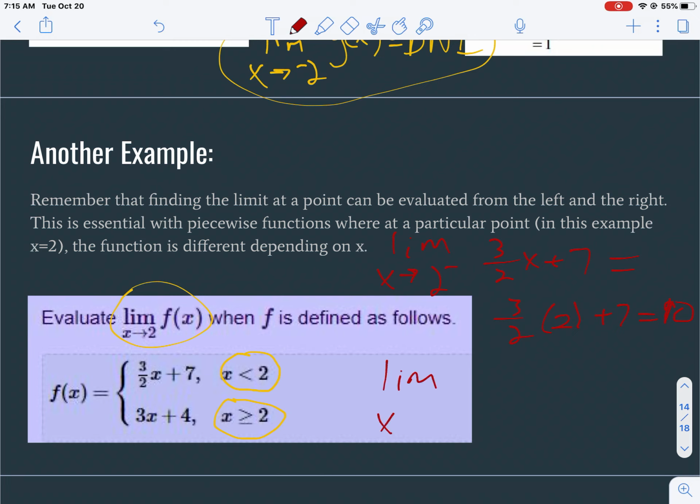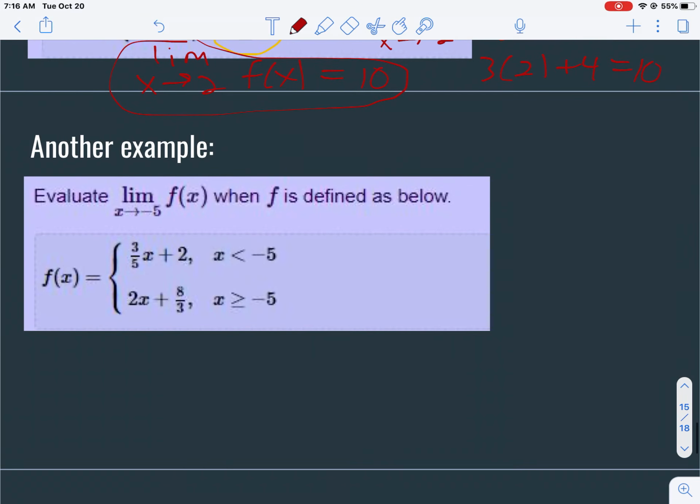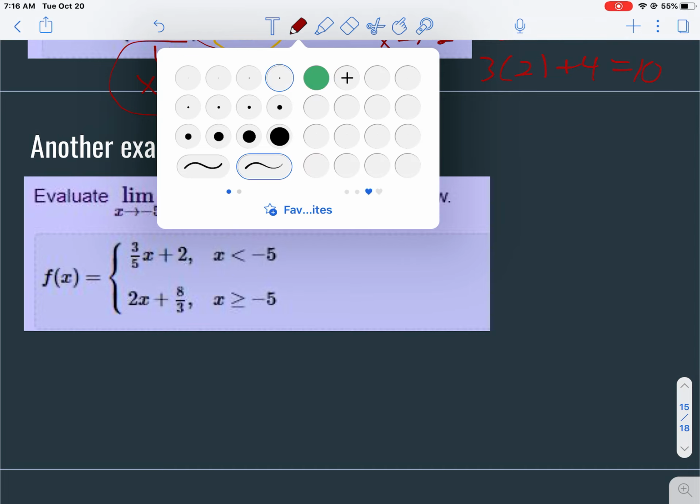The limit as x approaches 2 from the right is 3x plus 4. So that's 3 times 2 plus 4, which equals 10. So we would say the limit as x approaches 2 of f of x is 10, since the limit from the left and from the right are the same. Okay? All right, give myself a little more space here.